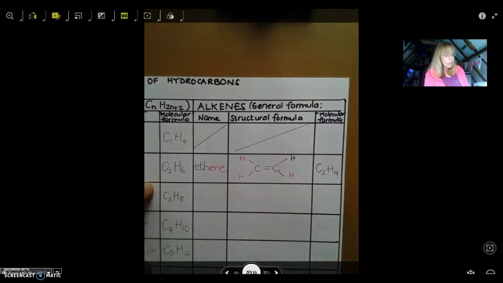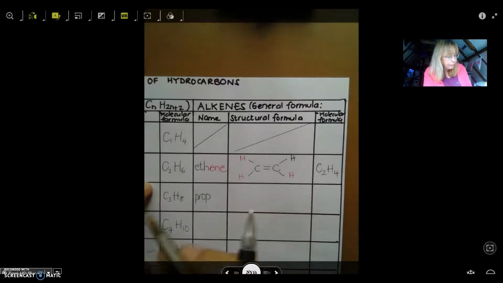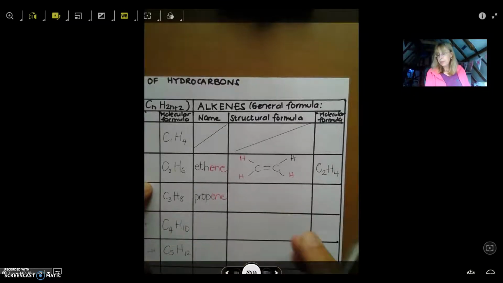Now let's have a look at number 3. What's the number 3 jersey in rugby? Yes, it's the lovely prop. Propene is going to be our next one. Propene. Okay, so let's make a molecule of propene.